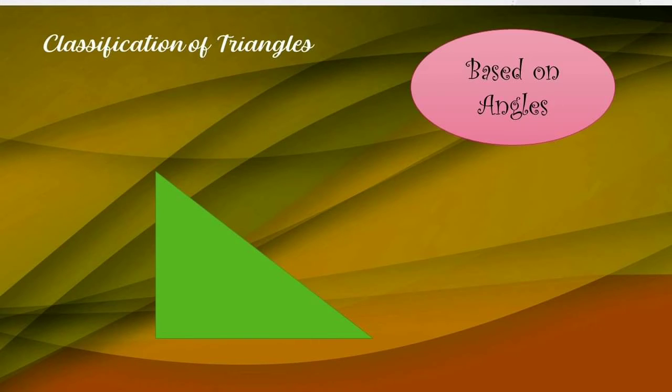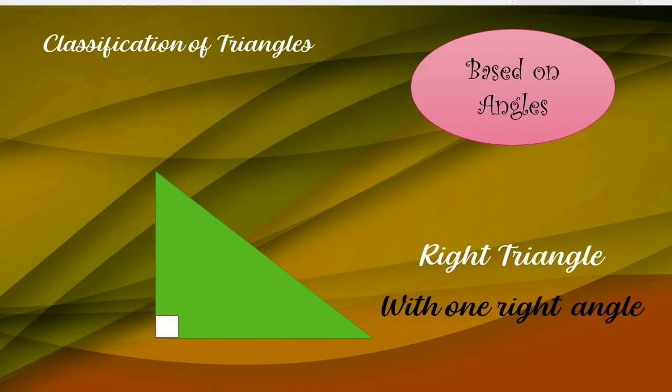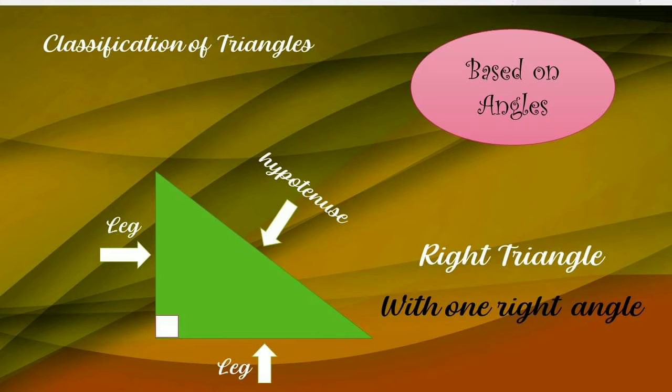Let's start with the first figure, and it is known as the right triangle. Right triangle with one right angle. So the small square means right angle. Sa right triangle, meron tayong dalawang legs at isang hypotenuse.